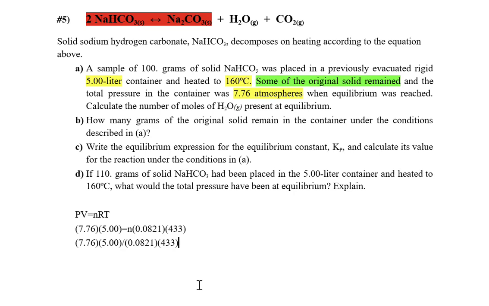We have 7.76 times 5, so we have 38.8 over, and then we have 0.0821 times 433, which is 35.5493. I'm just not going to round just yet. So let's do that: 38.8 divided by 35.5493. So now we get that N is equal to 1.091.